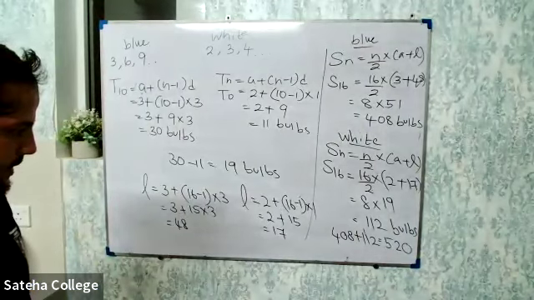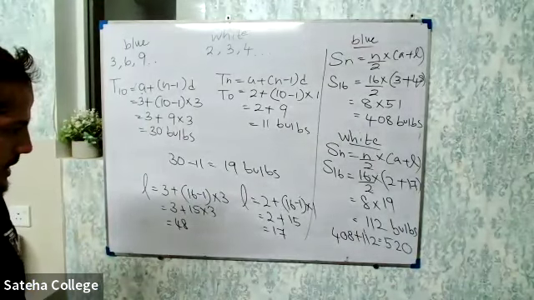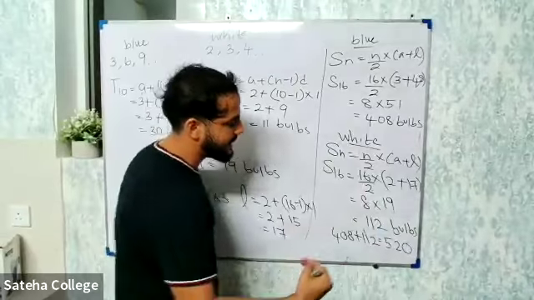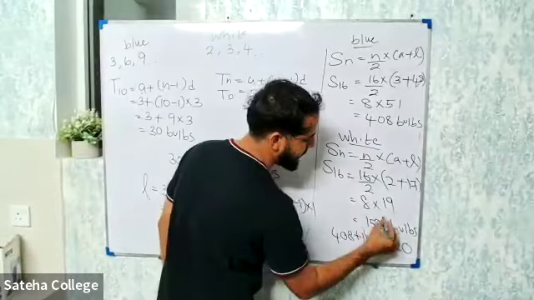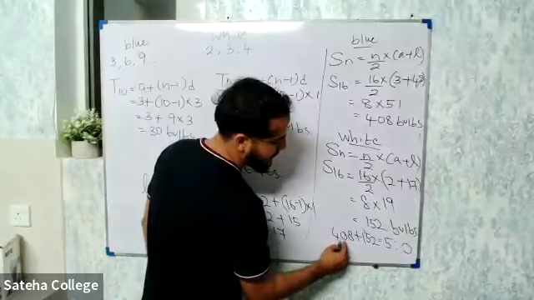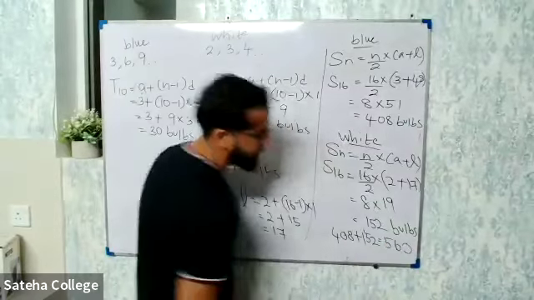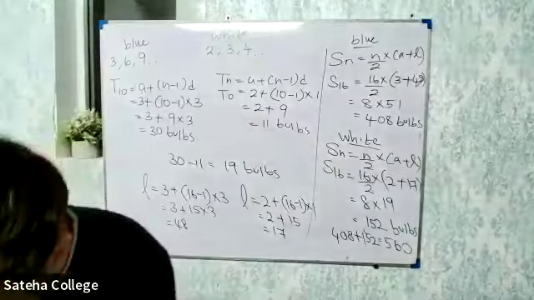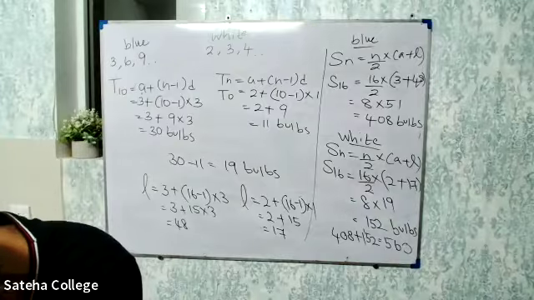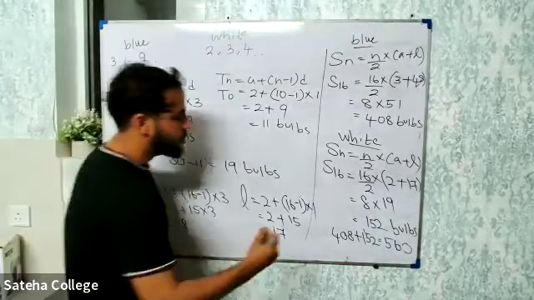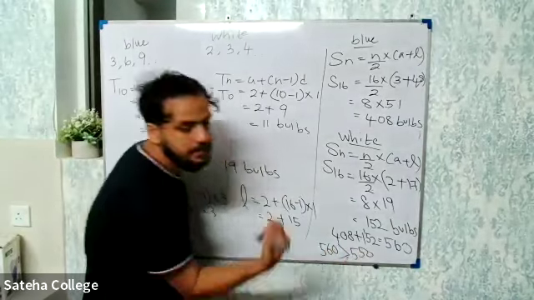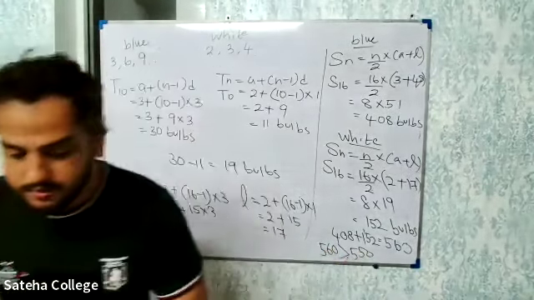Did I mess up the calculation? Wait. 8 into 20. Sorry. 8 into 20 is 160 minus 8, 152. My bad. 152. So then if you add it now, you get 560 bulbs. So in total, Sunil is saying 550 is enough. Then you can tell, no, you need 560. So 560 is more than 550. So Sunil's statement is false.